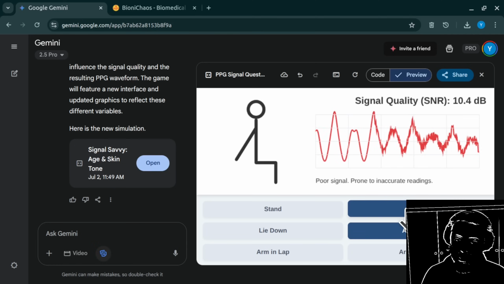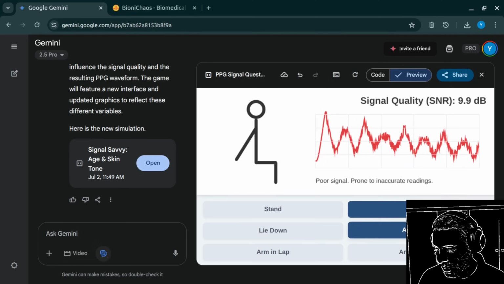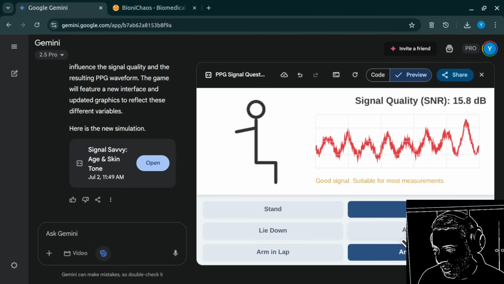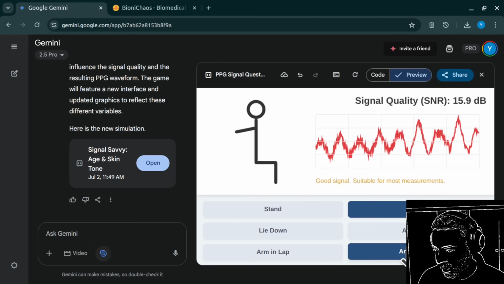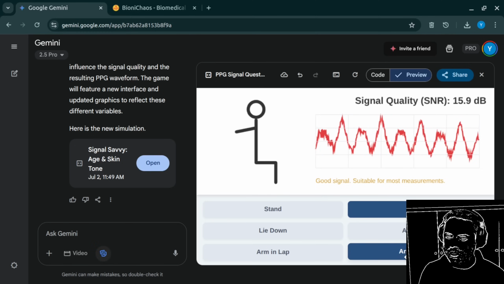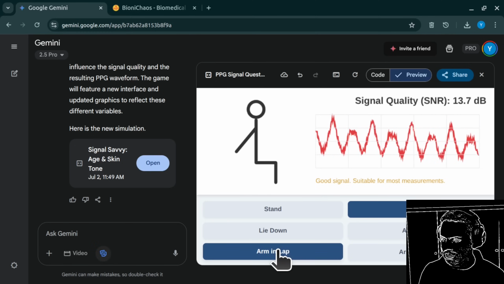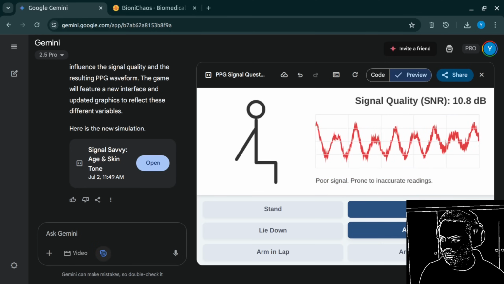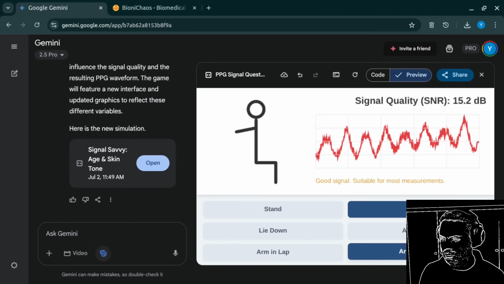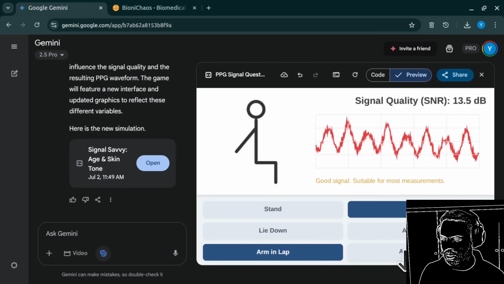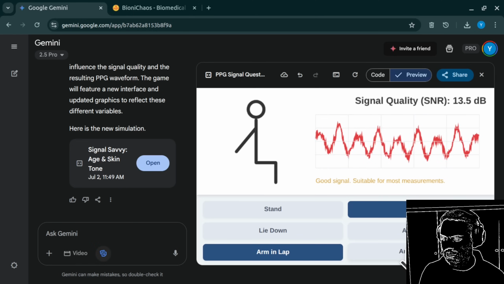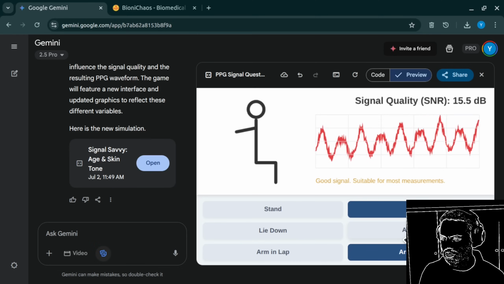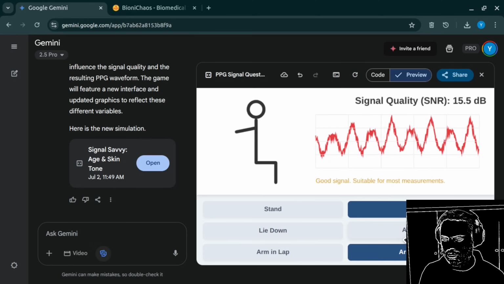Okay, and what's happening in the sitting position when I'm changing the arm position? What's happening to the signal? When the arm position changes from down to at heart level in the sitting position, the signal quality improves. Holding the arm at heart level seems to provide a better signal quality. How about arm in the lap? Placing the arm in the lap also results in a good signal quality, similar to when it's at heart level. It appears that keeping the arm supported improves the signal.